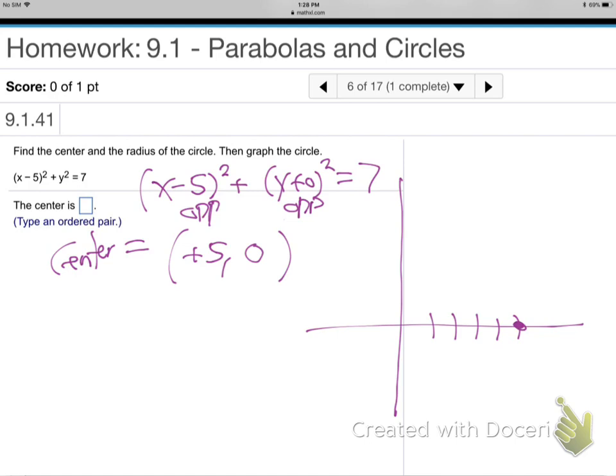Now, what's the radius? Square root of 7, which is some weird number. It's 2.6. That's as accurate as I can do. Just like 2.5 about. So I'm just going to eyeball. It'd be multiple choice on the final. So it's about 2.5. From the center, go 1, 2, and like a half, up. And then go down, 1, 2, and like a half. Go right, 1, 2, and like a half. Left, 1, 2, and like a half.